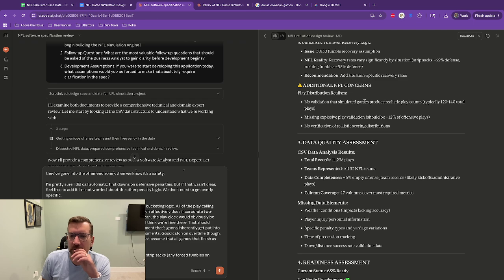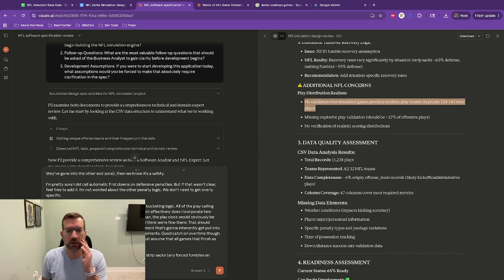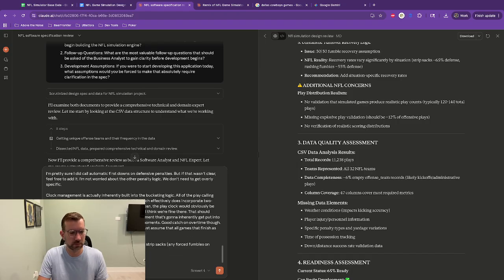Additional concerns, no validation. I mean, obviously, that's why I wanted to see the box score. The box score at the end of the simulation is meant for me to validate and test scoring distributions and the play counts. And I believe explosive plays should be in the box score, but if that or any other relevant statistics are not in there, feel free to add it.